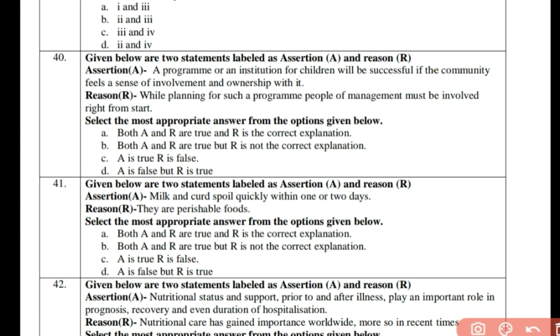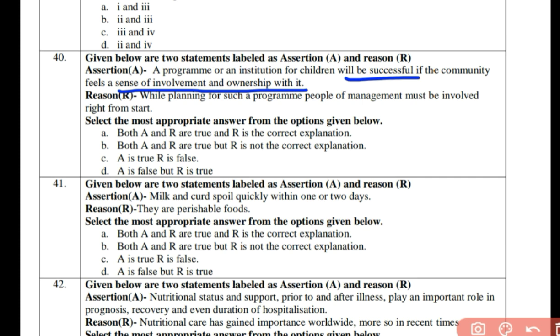Question number 40. Assertion: a program or an institution for children will be successful if the community feels a sense of involvement and ownership with it. So, is it true or false? Do you think that the program can be successful only if the community is involved in it? Yes, obviously, I think this is correct.